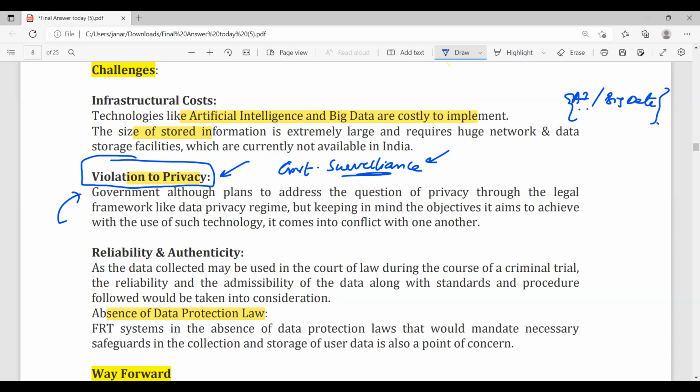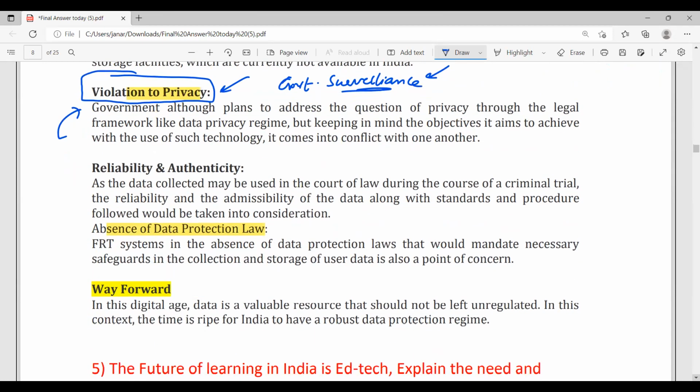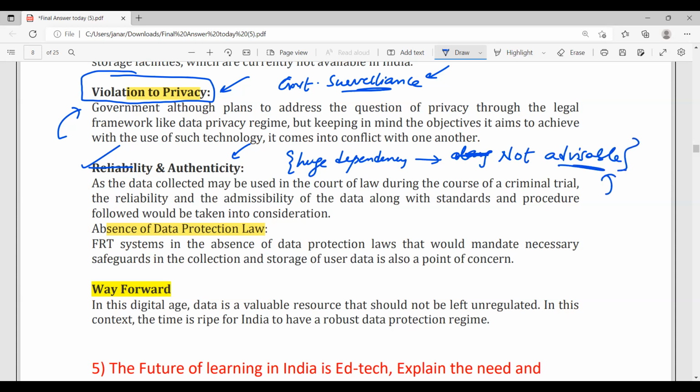A lot of things are under threat with respect to privacy and authenticity. We have to rely on machines. If there is an error and the machine says you are not that person, the government can't recognize you. That is an unfortunate thing. Huge dependency and reliance on this technology is also dangerous, not advisable. Huge dependency should not be there.